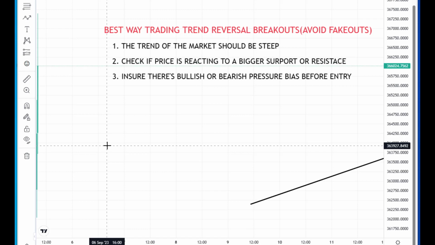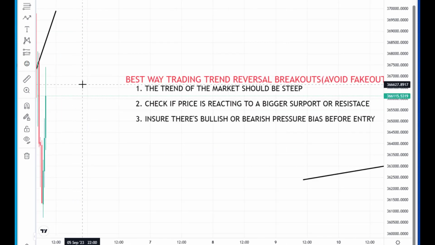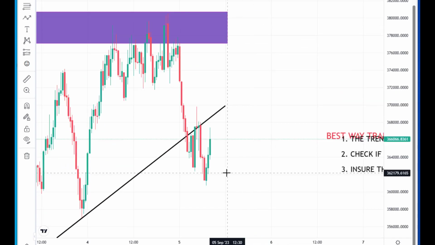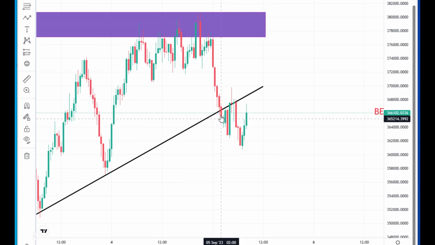Sometimes you see a breakout and you have to ensure that the pressure is bullish. Now look at this breakout, for instance. You are going to realize that there is bearish pressure in this situation. What happened? We have price moving down with a very strong bearish candle that closed below this zone, and when price came back, what happened?